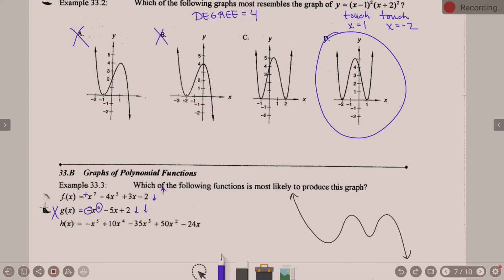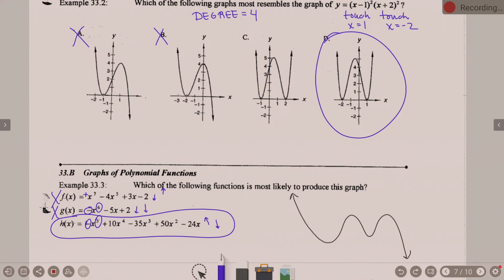If you think about the positive x to the third graph, my graph does not do that. My graph starts up and ends down. And because we have an odd power and a negative out front, like negative x to the third, that is why h of x does work.